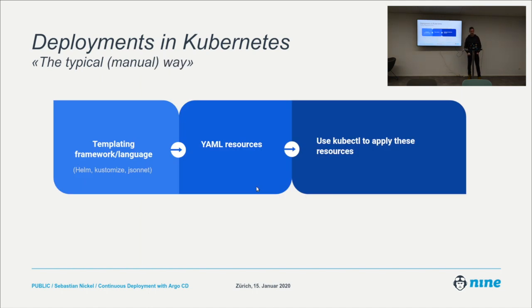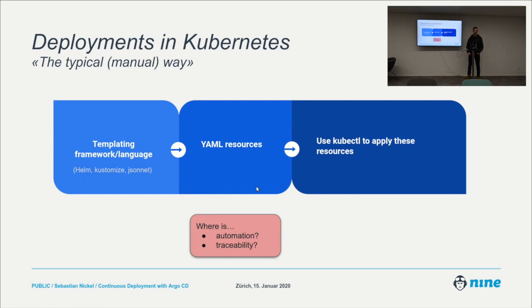Deployments in Kubernetes. When I talk to people, most of the times, it's either they already use a templating or framework language, or they just have plain YAML files. They put them in the directory and then kubectl apply the whole directory. And that's interesting and okay-ish, but there's no automation or traceability with that.